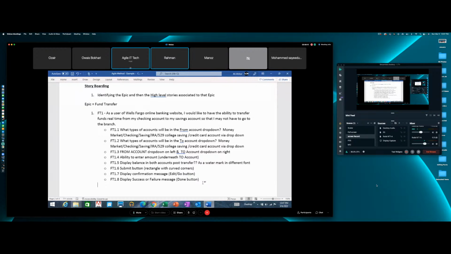One button. Done button. Yeah, right? Now, question. You think I can display the transfer amount in the success message? Yeah, why not? Now the transfer is actually posted, right? So this is another location where 1.5 could go.